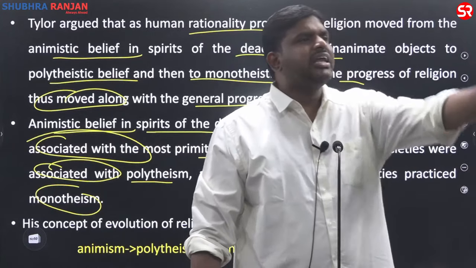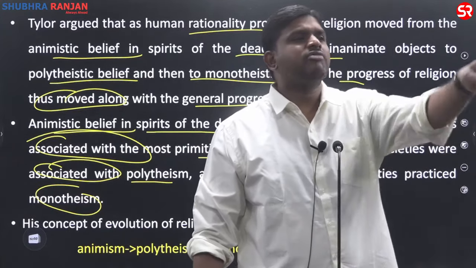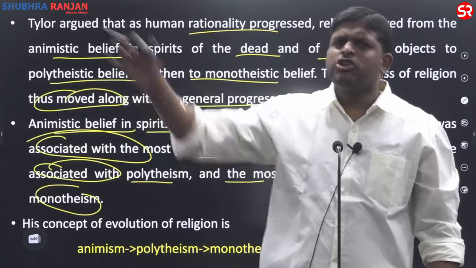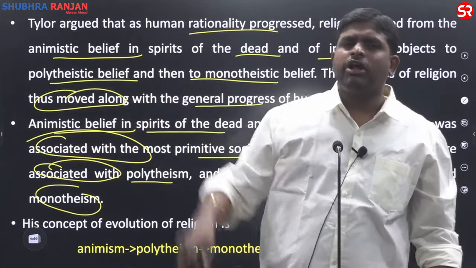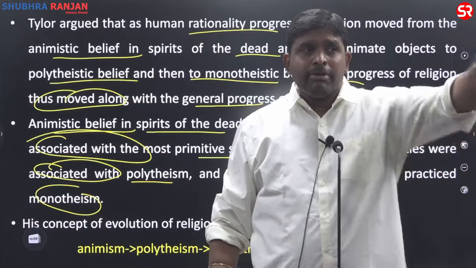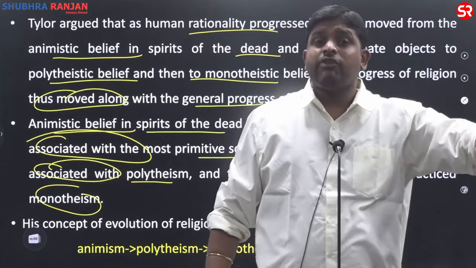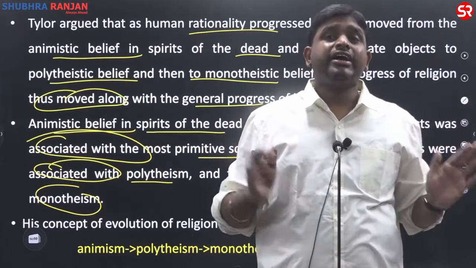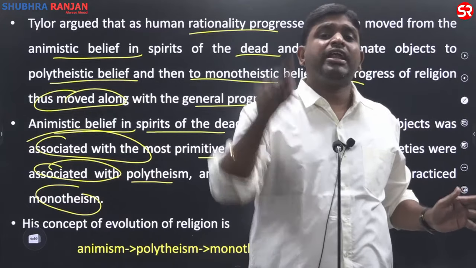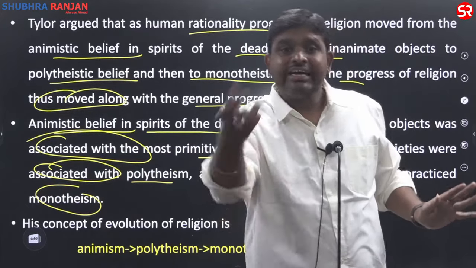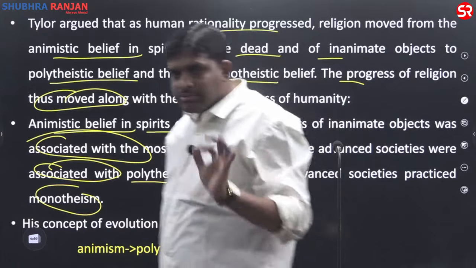Then they told that Greece is also a most advanced society, but they are following polytheism. India is also a most advanced society, but India is following polytheism. But you are telling that the most advanced societies are following monotheism. It is one-sided. You are a monotheistic person, so you are telling that criticism. See, what is criticism? You have to understand this.